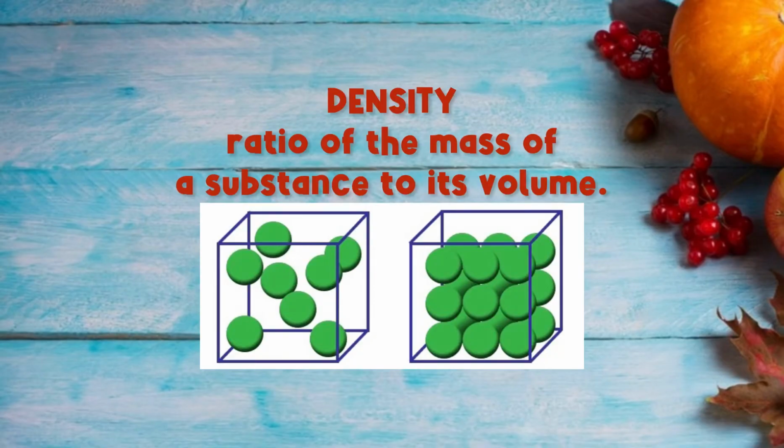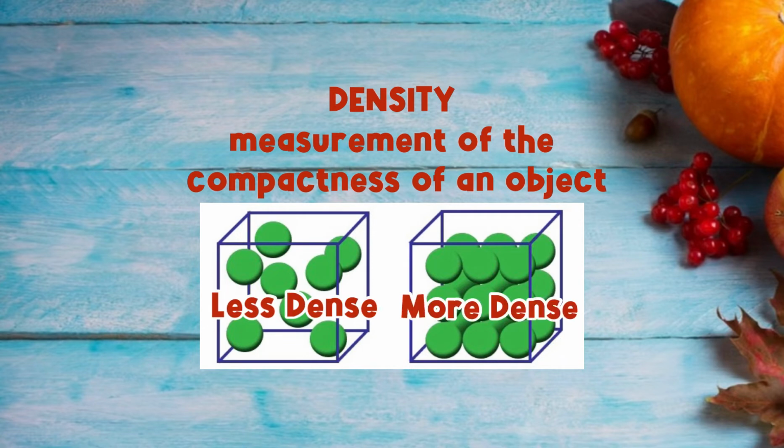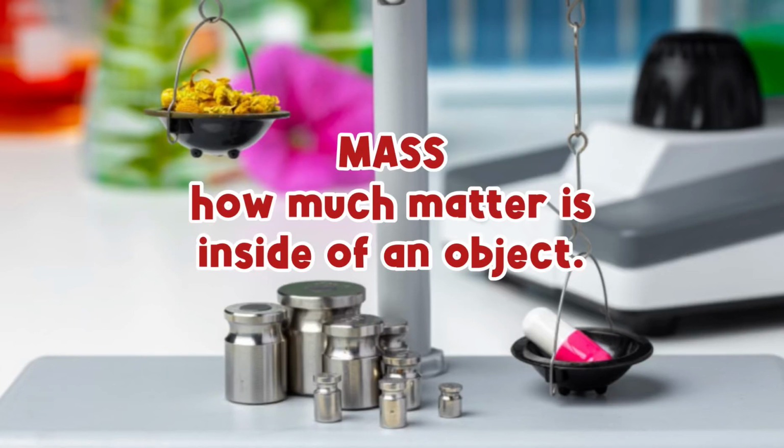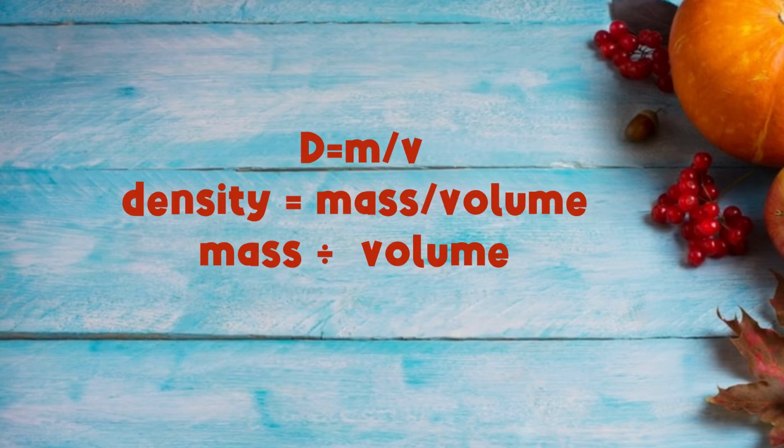Density is defined by the ratio of the mass of a substance to its volume. Density is the measurement of the compactness of an object. The less compact an object is, the less dense it is. Mass is how much matter is inside of an object. Volume is how much space something takes up. So the formula is density equals mass over volume, or mass divided by volume.